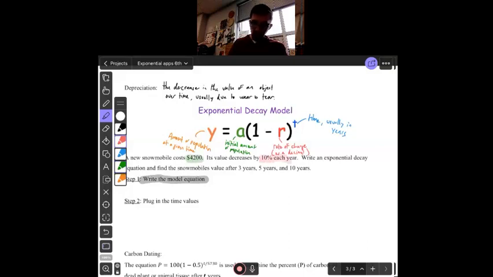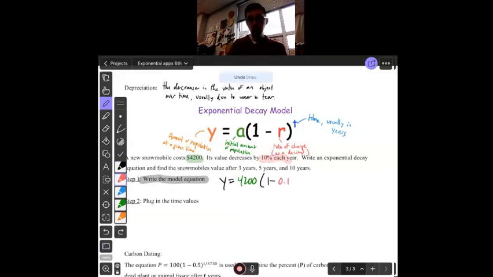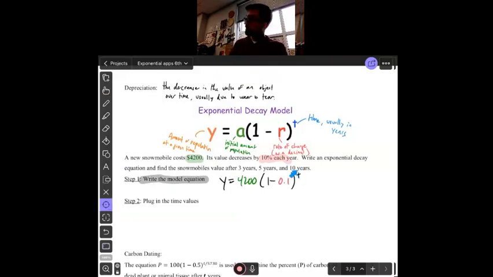So I see my A value, I see my R value there. So I would say that y equals 4,200 times 1 minus 10%, which would be 0.10, or just 0.1, depending on how you want to write that. I prefer 0.1, to the T. I'm wanting to see that T there still. This would be your model equation or your general equation. If I ask you guys to write that, that's what I'm looking for.